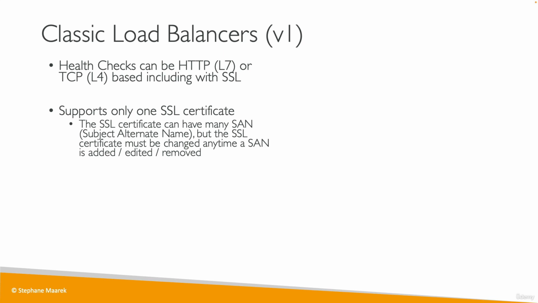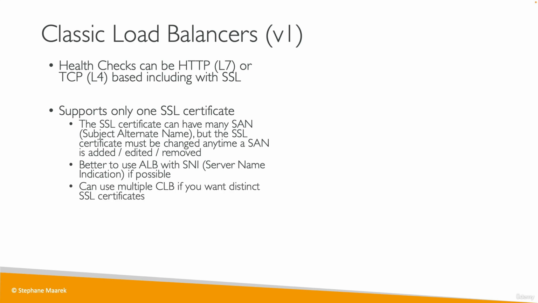It's not ideal, and that's why it's recommended to use the newer ALB, which has SNI, server name indication, if possible, because you're going to be able to use multiple SSL certificates on an application load balancer. And if you want to have distinct SSL certificates, then from an architectural perspective, you must use multiple classic load balancers.